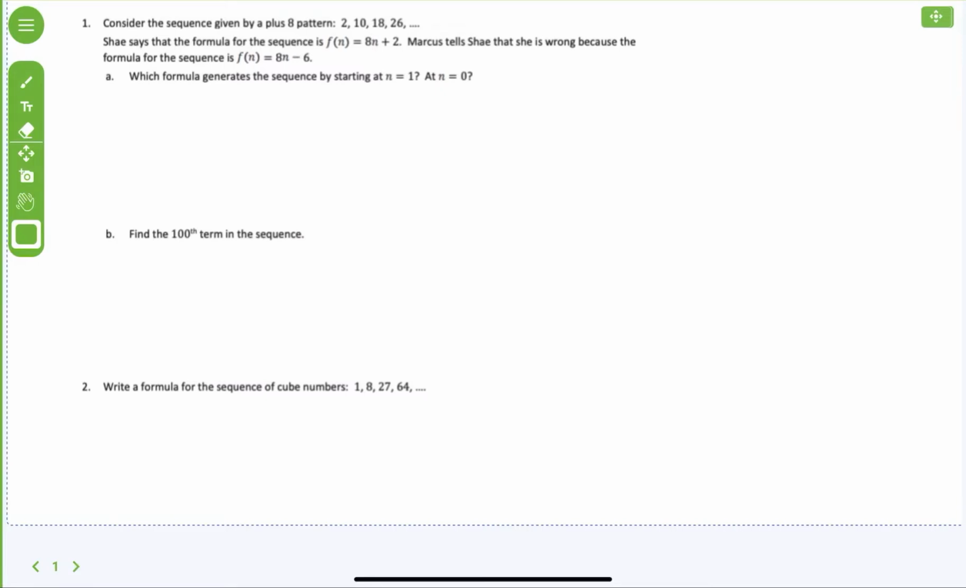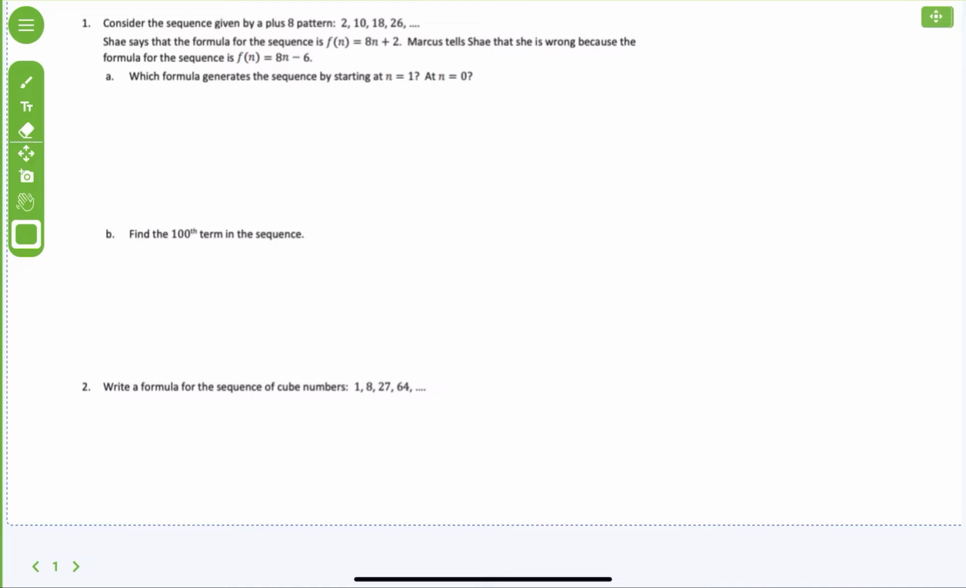All right, consider the sequence given by a +8 pattern: 2, 10, 18, 26. Shay says that the formula for the sequence is f of n is equal to 8n plus 2. Marcus tells Shay that she is wrong because the formula for the sequence is f of n is equal to 8n minus 6. Which formula generates the sequence by starting at n equals 1 and n equals 0?